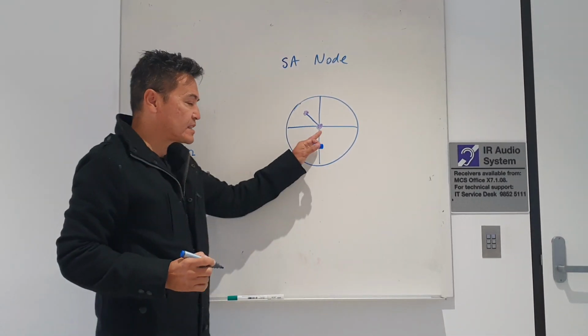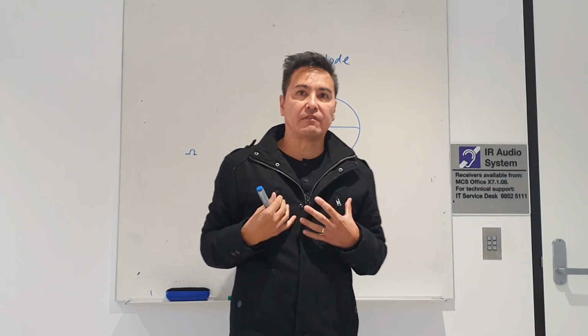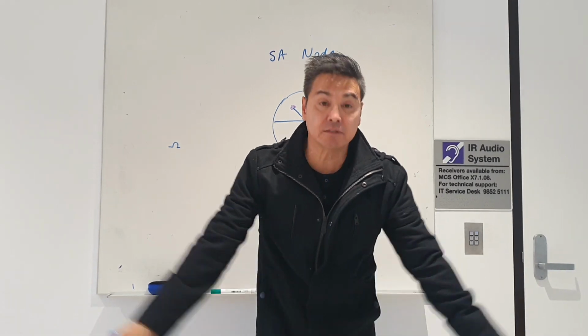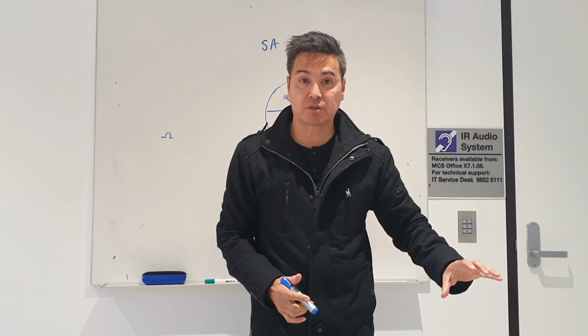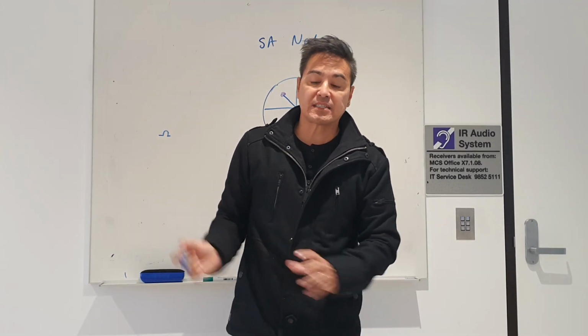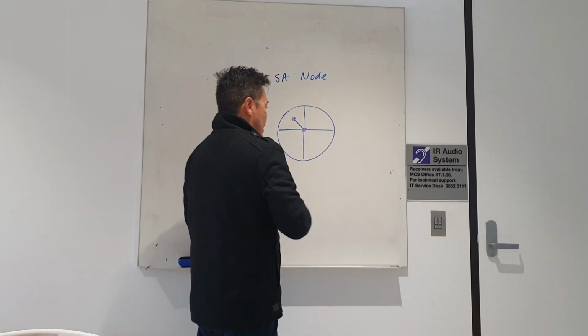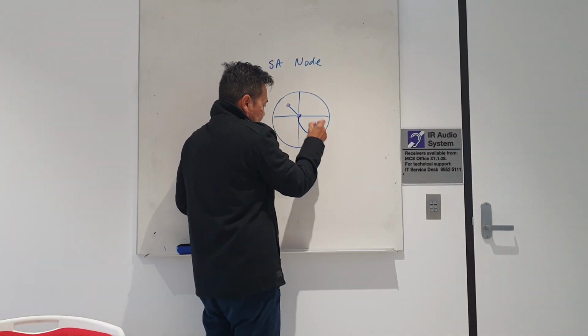Once it hits the AV node, like an electrical current hits me, I'm now the gateway, and I send an electrical pathway to the ventricles. When I send the electrical pathway to the ventricles, they go, oh, like this, right? And it contracts and it spits out blood. And I'm just going to draw it like this, okay?